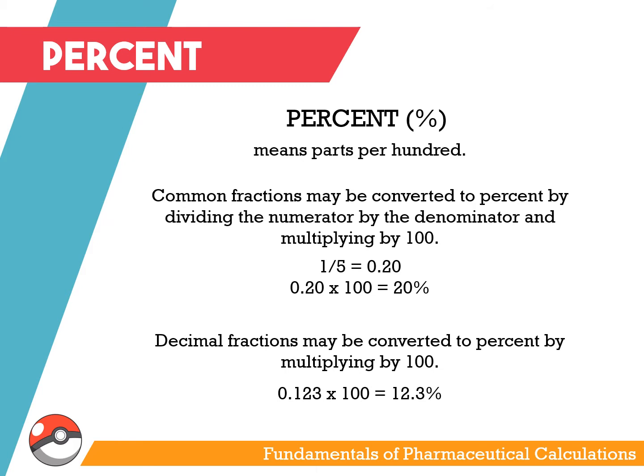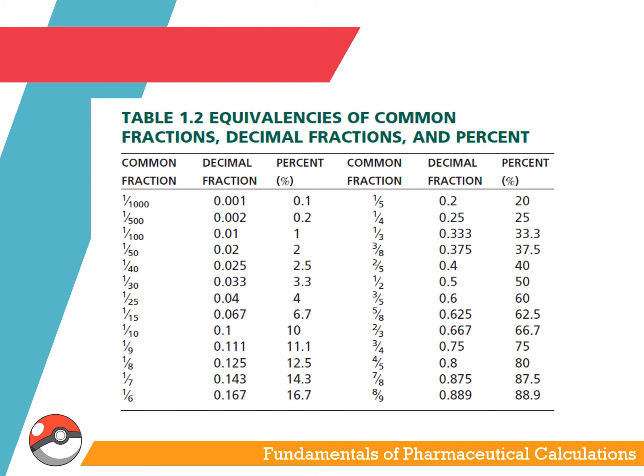Now, decimal fractions may be converted to percent by simply multiplying by 100. So I'm quite sure that you have been familiar with the relationships between the common fraction, the decimal fraction, and the percent. So this table shows equivalencies of certain values.